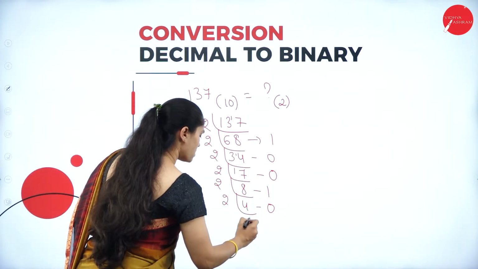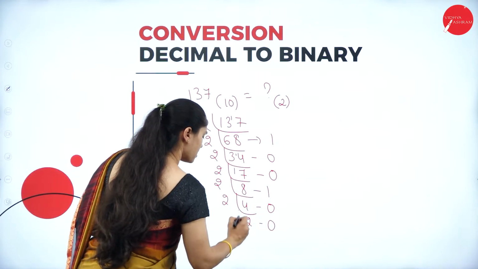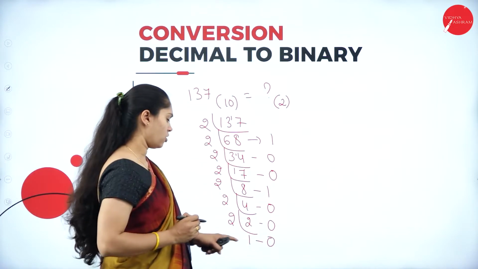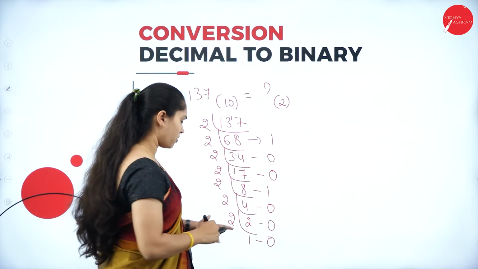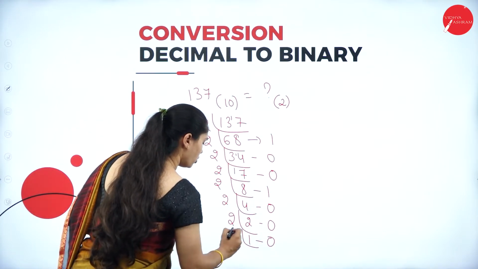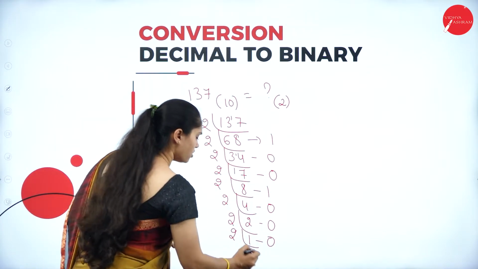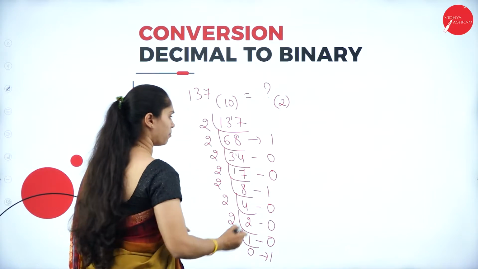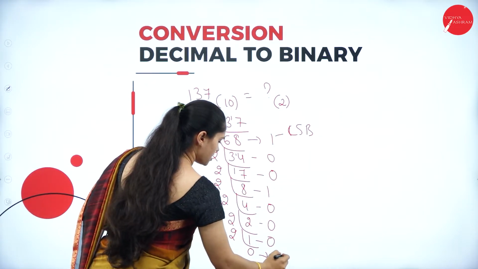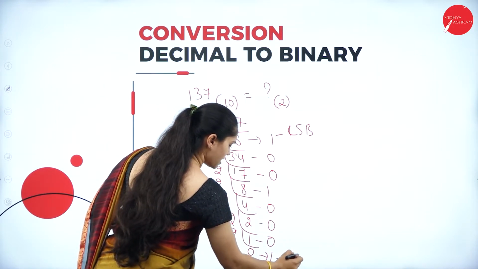Then 2 2s are 4. The remainder is 0. Then 2 1s are 2. The remainder is 0. So at this point only I can stop. Why? Because I cannot divide 1 by 2. So here, what am I supposed to do? 2 zeros are 0, and the remainder is going to be this number. So this will be the LSB, or least significant bit. The last remainder is considered as the MSB.